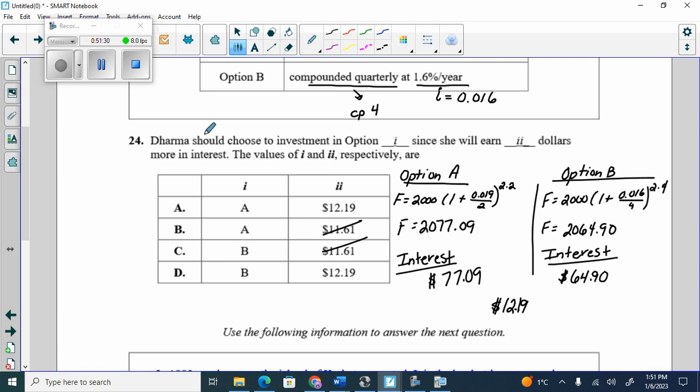So I know it's not this one or this one. And here it says Dharma should choose to invest in option A because it is more. So B is out. And then 12.19 is this one and this one. So where it doubles up is letter A.